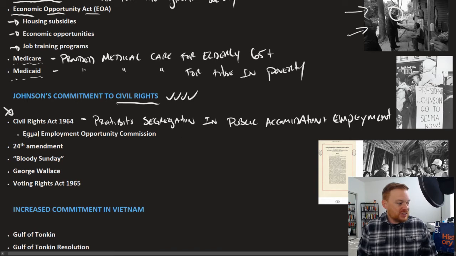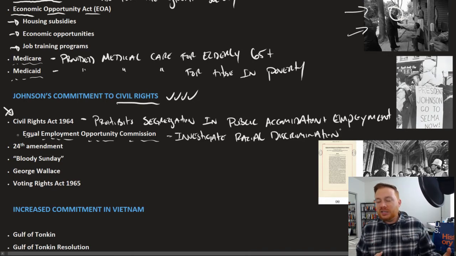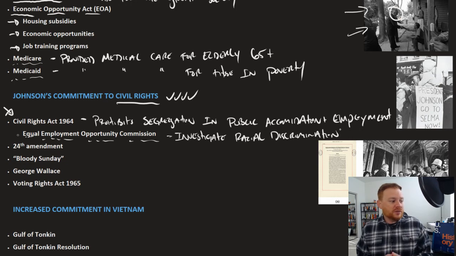It also establishes the Equal Employment Opportunity Commission, which is to investigate racial discrimination in the workplace. If you feel like you have not been given a fair interview or a fair firing, job performance review, whatever it is, you can bring it in front of the EEOC and they'll investigate it. So this is what you might call an enforcement of the Civil Rights Act of 1964.